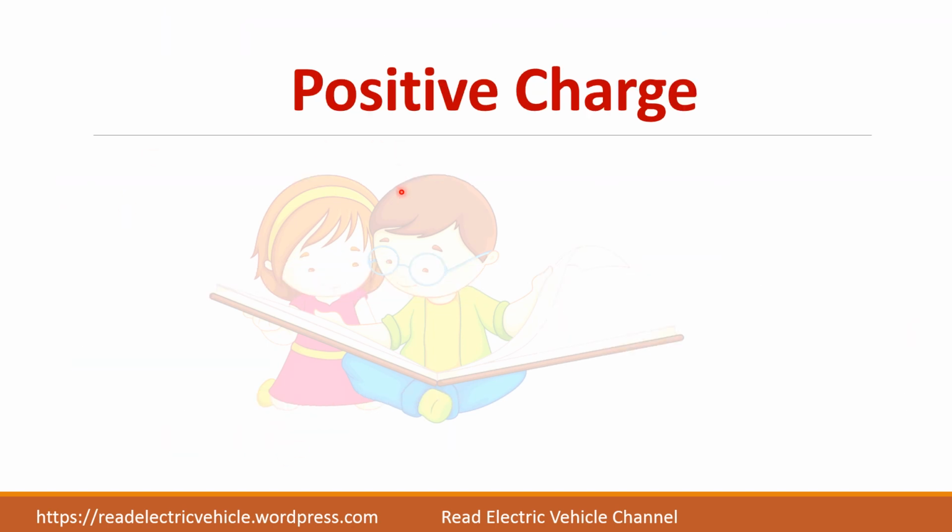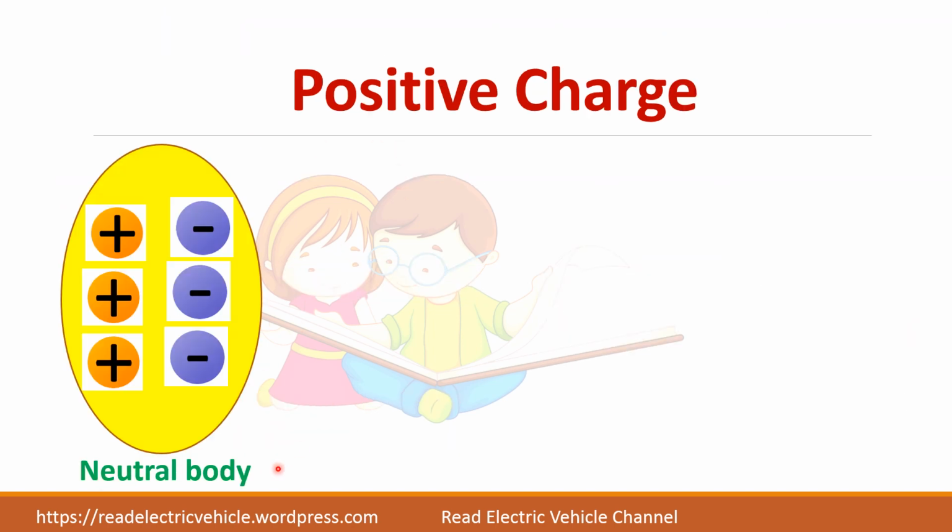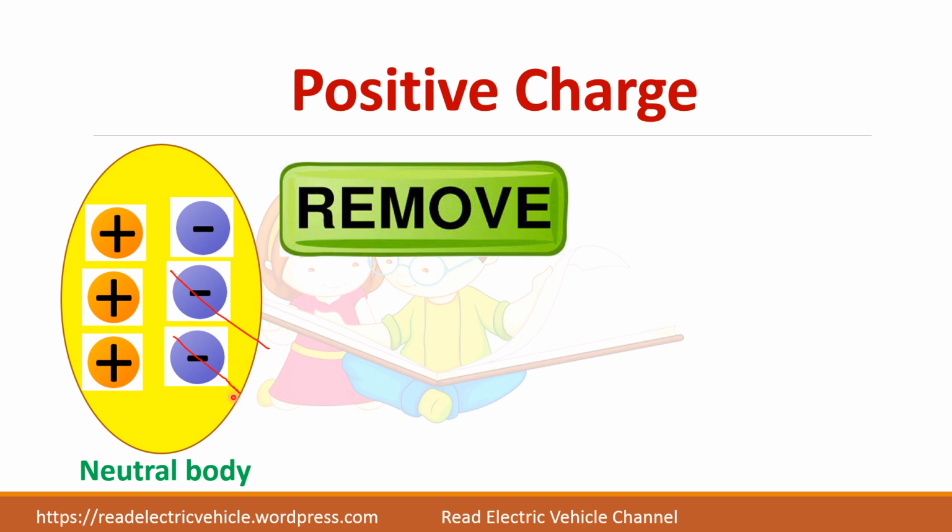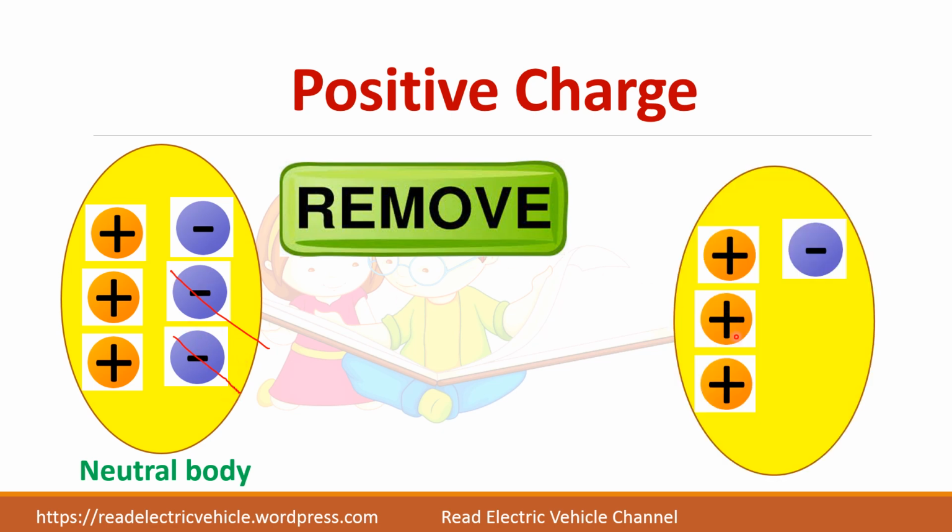How to get a positive charge? If you take a neutral body which consists of an equal number of positive charges and negative charges, and if I want to get a positive charge, I have to remove some of the electrons from this neutral body, and then the resultant one will be deficit of electrons. That is, positive charges are greater than the negative charges, then this body is said to be positively charged.